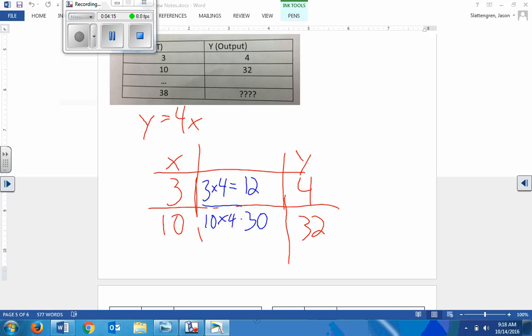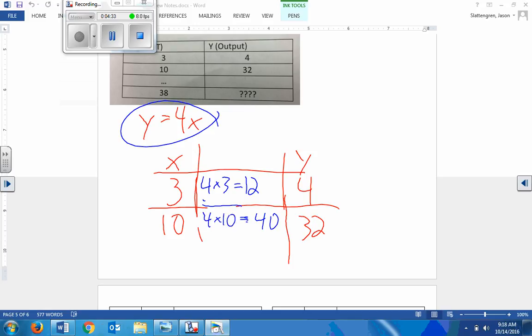I'm sorry. So again, you always make mistakes. You just got to understand it. 40. And so again, this is 4 times x. And if you even want to switch the order so it makes more sense, this is 4 3s. So 4 times 3 is 12. This is 4 10s. So it's 4 times 10 is 40.